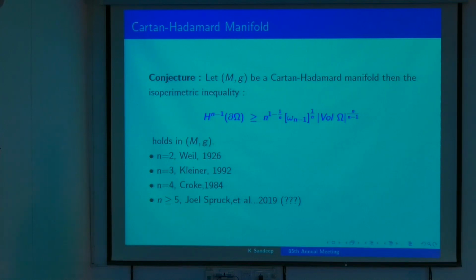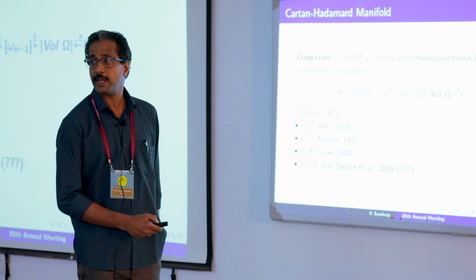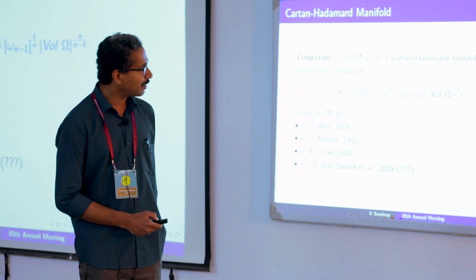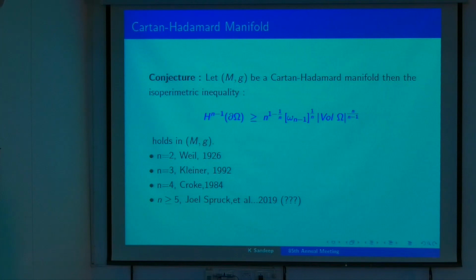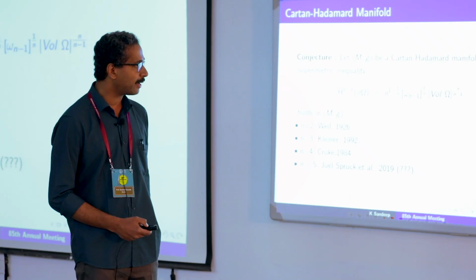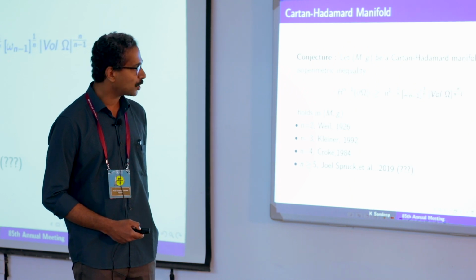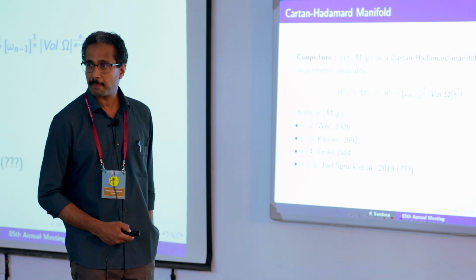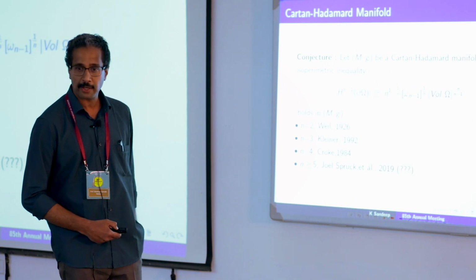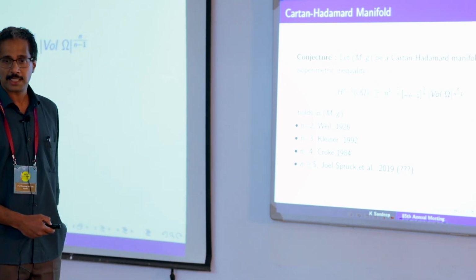Okay, so there was a conjecture in this connection on a general Riemannian manifold, not general Riemannian, but what is known as a Cartan-Hadamard manifold. The conjecture was that the same isoperimetric inequality that holds in Euclidean space holds there. This was known in 1926 by Weil for n equal to 2, and for n equal to 3 and 4 it was proved by Kleiner and Croke in 1984 and 1992, and it was open till recently. At the end of August or beginning of September, a preprint has come, which claims to settle the conjecture, though we still don't know its validity.